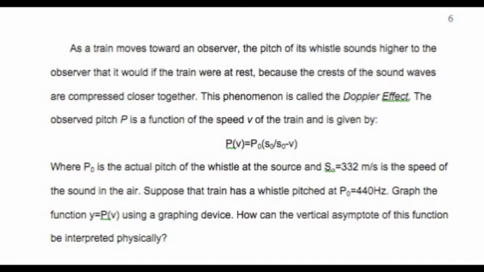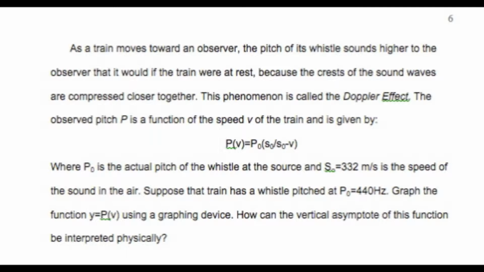The observed pitch p is a function of the speed v of the train and is given by p(v) = p0 · s0 / (s0 − v), where p0 is the actual pitch of the whistle at the source and s0 = 332 miles per second is the speed of sound in the air. Suppose that the train has a whistle pitched at p0 = 440 Hz.